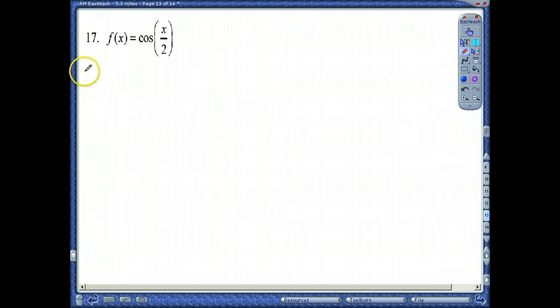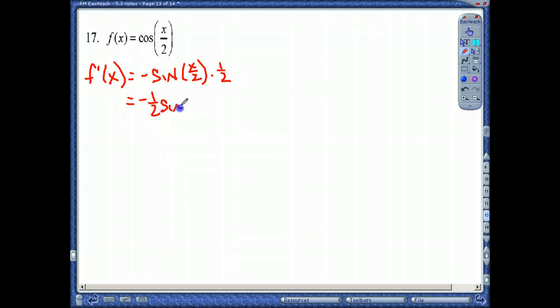So here we go. I'm going to find my derivative. The derivative of cosine is negative sine, and then multiply by the derivative of your angle, which is 1/2. So this little function is negative 1/2 sine of x divided by 2. Now we know that that is not monotonic. Okay, we know it's increasing, decreasing, increasing, decreasing, but we still have to show it.